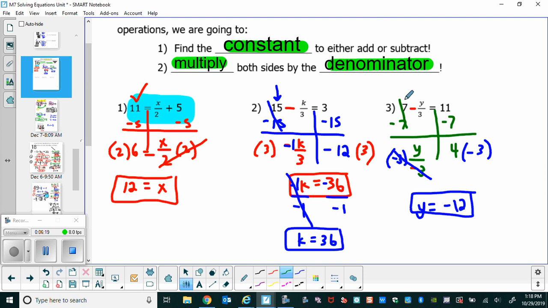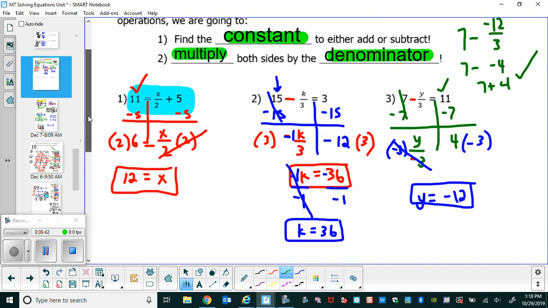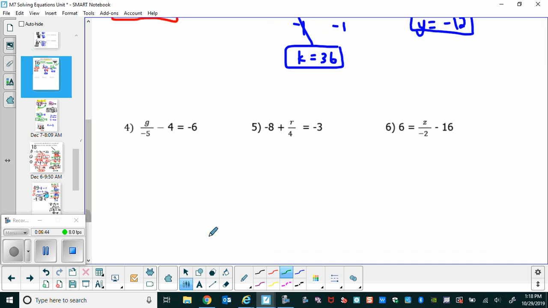Now when we check, we're going to be careful here because we have 7 minus, and now we're going to put in a negative 12 in the numerator, and then over 3. So PEMDAS says right here, we're going to get a negative 4. But we have a 7 minus out in front, and when you minus the negative, that turns into addition. And 7 plus 4 is the 11 right there that we were expecting. Okay? All right, so now we're going to try some more problems here.